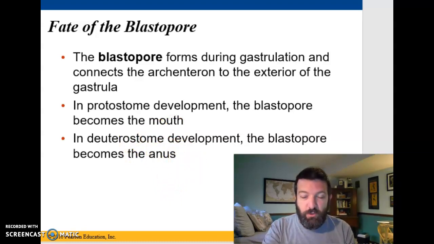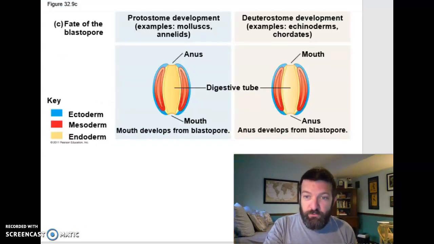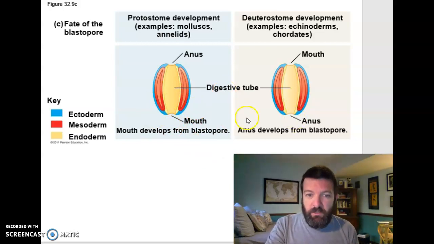I say we because chordates, including human beings, are deuterostomes. And as you can see, the end result doesn't look much different, but the way you get there is different. And this does turn out to be relatively instructive in terms of clade.